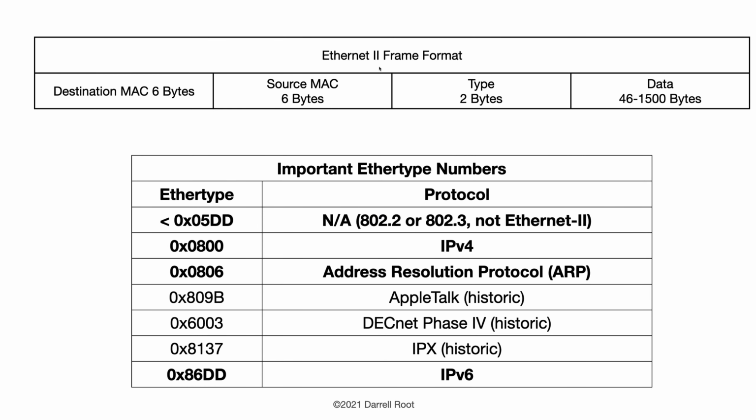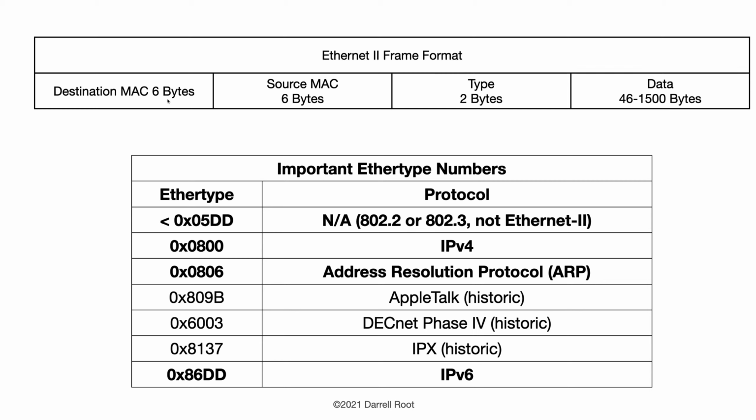Let's go back to the Ethernet 2 frame format as it's seen by the CPU on the host after it's passed up by the network interface card. It starts with the destination MAC address, 6 bytes, 48 bits.